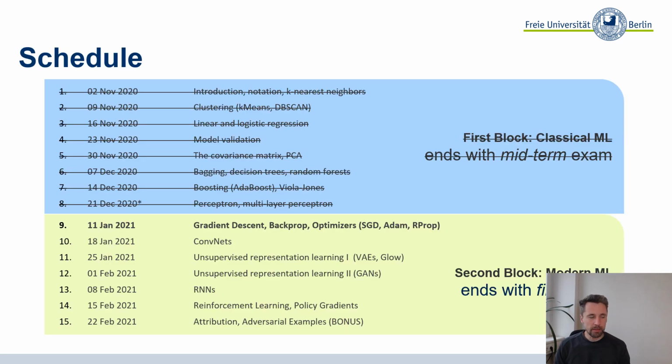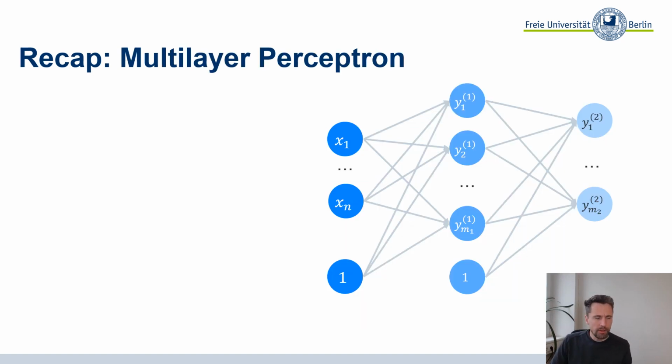We've completed the first block of the more classical foundation of machine learning, and we'll move into networks, how to train them, and the modern variants throughout this last second block. Let's recap for a couple of minutes what we've discussed last year.